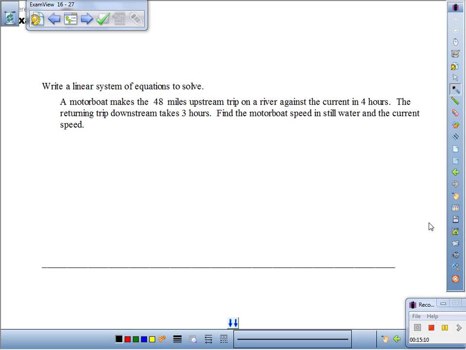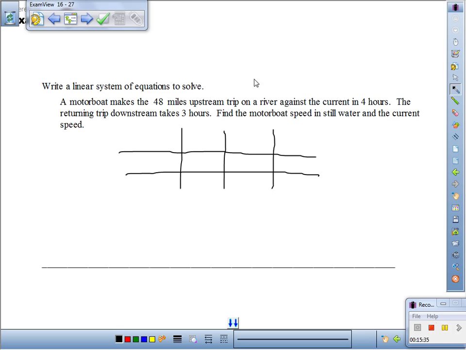It says a motorboat makes a 48 mile upstream trip on the river against the current in 4 hours, and the return trip downstream takes 3 hours. Find the motorboat speed in still water and the current speed. All right, so how many lines down? 3, 1, 2, 3, 2 across. And notice here they're talking about speed, so this is a rate and distance problem.